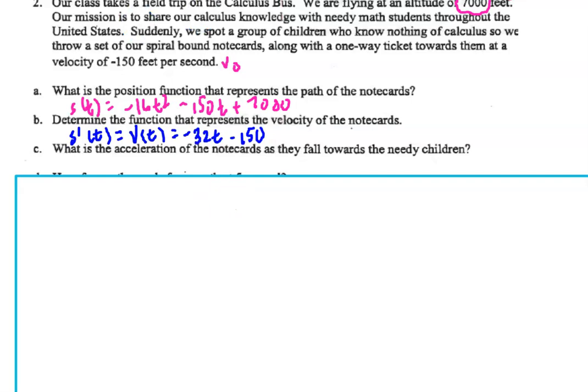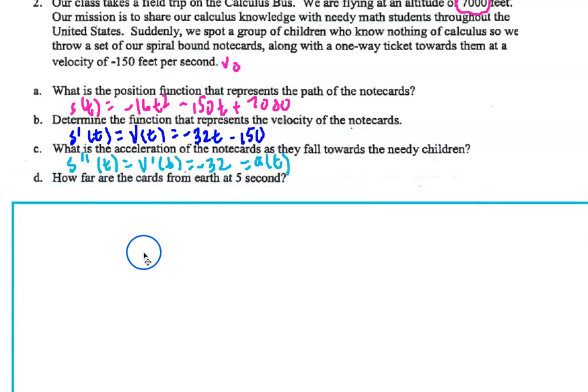Next question. What is the acceleration? The acceleration means instant acceleration. So I would take the second derivative of position, which is the first derivative of velocity. And if I use the power rule on my velocity function, I get negative 32. The derivative of negative 150 is 0. These are my instant velocity and instant acceleration. Oh, by the way, I didn't put A of t. I should have. That would be A of t.